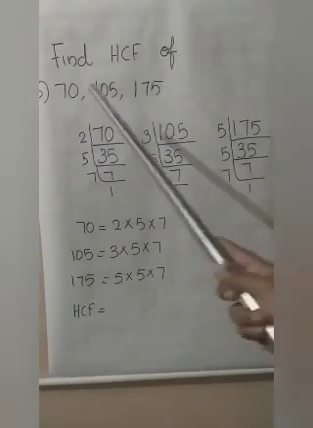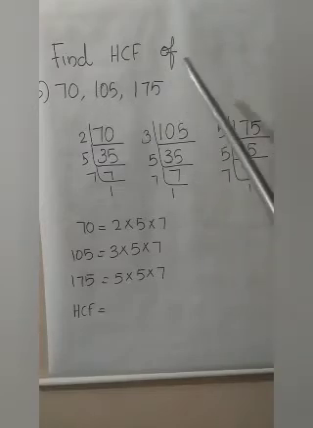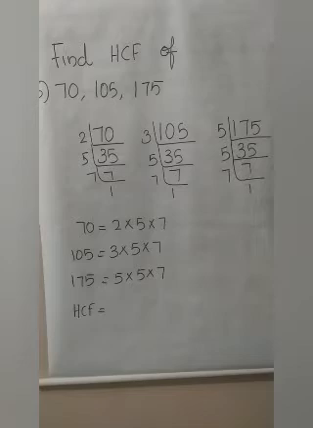Example, we have three numbers: 70, 105, 175. When you get such questions, it is quite difficult for you to find the factors of the numbers, isn't it? For 70, 105, 175, you know how to find the factors, but it is quite difficult. So if you follow the prime factorization method, it will be easy for you. So we can prime factorize the three numbers.